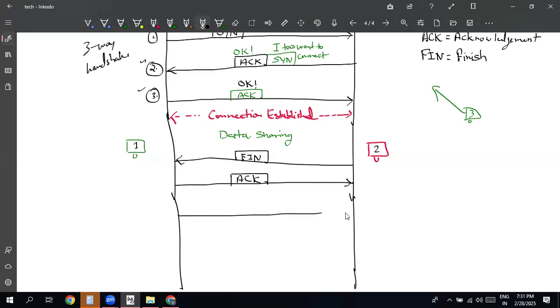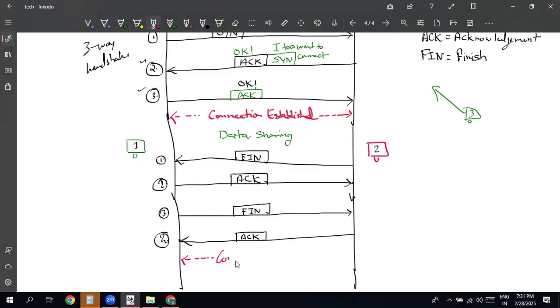PC1 will again send the finish flag because it is done transmitting. So PC1 will again share back the finish flag that, okay, fine, I also want to terminate the connection. The finish flag has been sent. The responsibility is to revert back with an acknowledgement. PC2 will revert back with an acknowledgement. And you can see this is that 4-step process which will ultimately result in terminating the connection. And that is why this is called the 4-way handshake. Connection terminated.